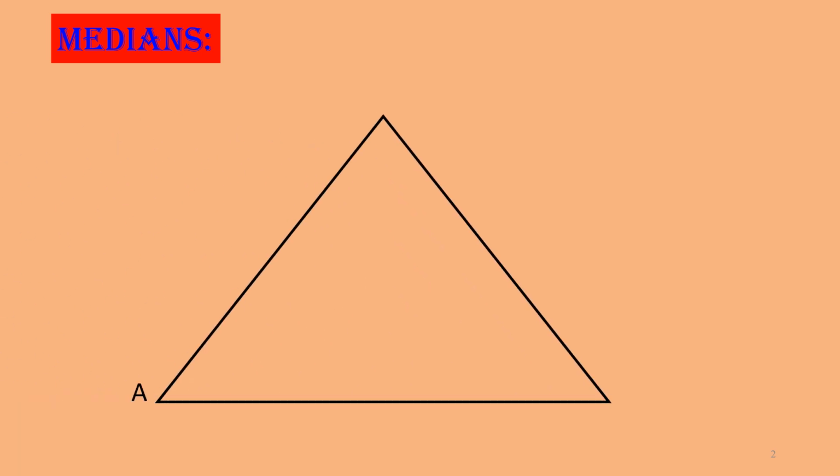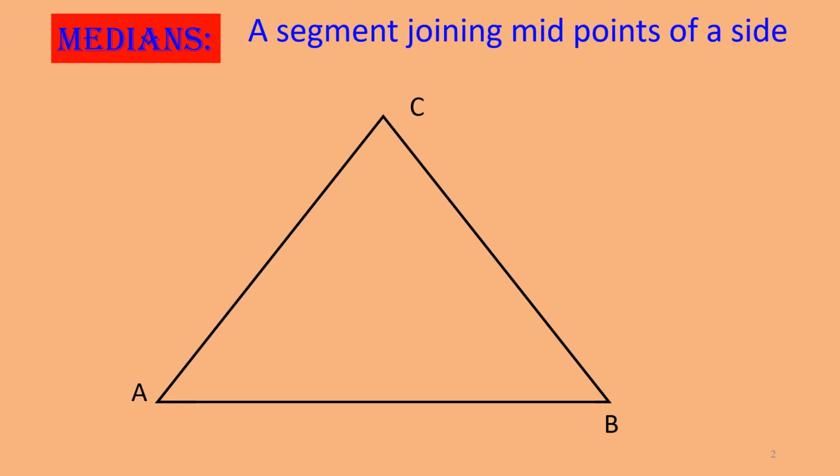So let us see further. We will see how to draw a median in a triangle. Let us take a triangle ABC. So we have triangle ABC here, and the first part of the median is a segment joining the midpoint of a side. So I must first find the midpoint of any side. Let us take side AB, in which we will draw the perpendicular bisector of segment AB. See here, which will give us the midpoint. So point D is the midpoint of side AB.